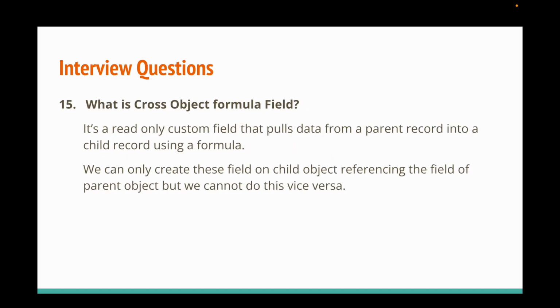Then we have the next question: what is a cross object formula field? So this cross object formula field is a read only custom field which pulls the data from a parent record into a child record using a formula. So we can create this field only on the child record. We can refer to the parent object field, but we cannot do this vice versa. That is, this field cannot be on the parent object and we cannot refer to the child object field, but we can have it on the child object and then refer to the field of the parent object to create the formula.